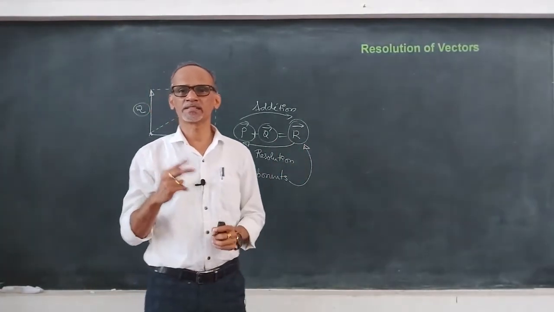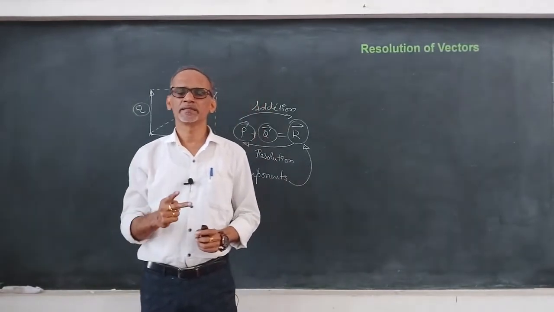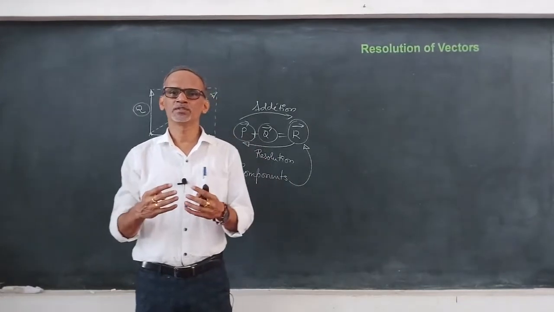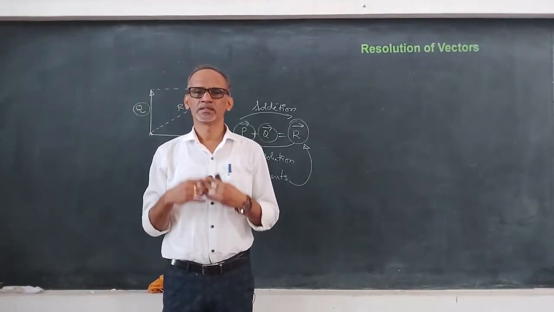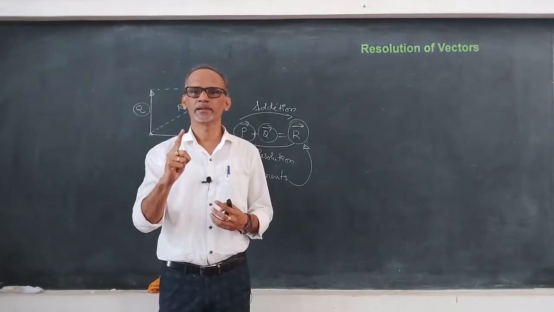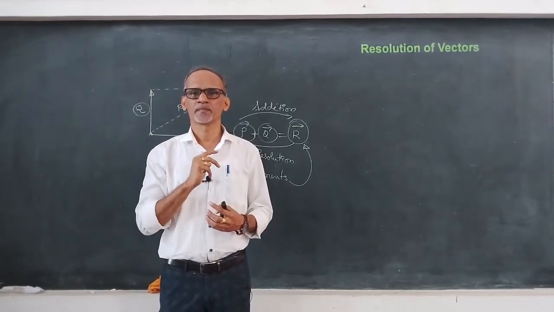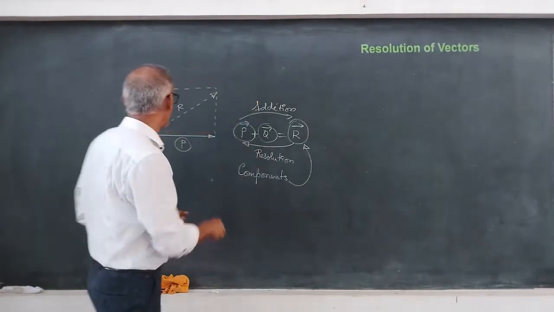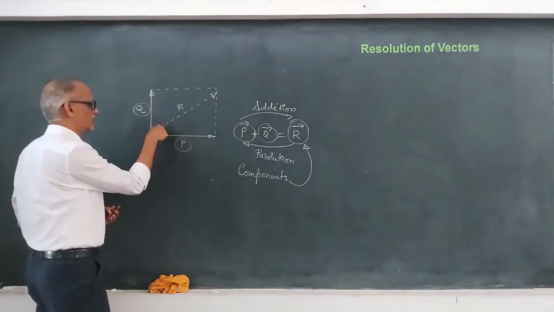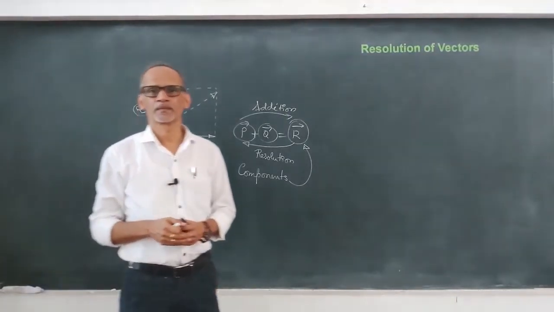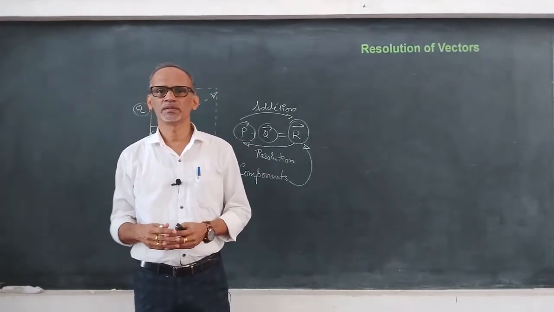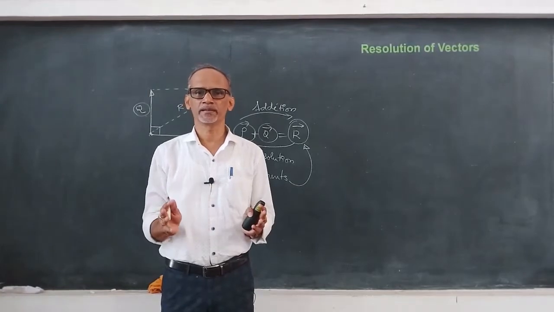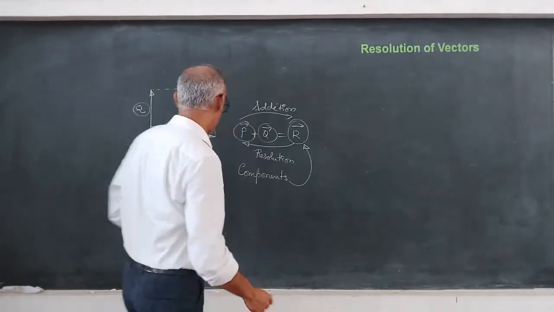So, a single vector can be split into how many vectors? A single vector can be split into any number of vectors. But the one which is useful for us is splitting of one vector into two components, and that too rectangular components. What do you mean by rectangular? The angle between the two components has to be always 90 degree. Are you clear? So, let us now see how to resolve a given vector, and after splitting, what are those vectors that we get.